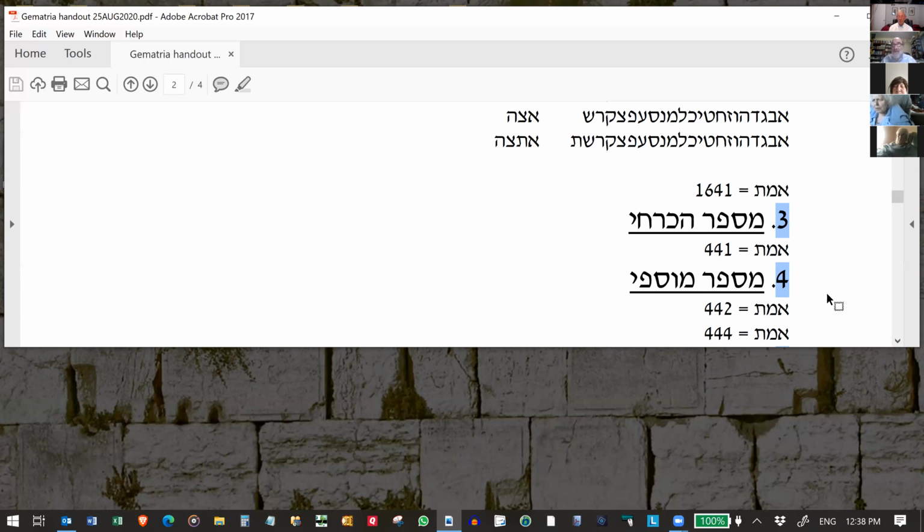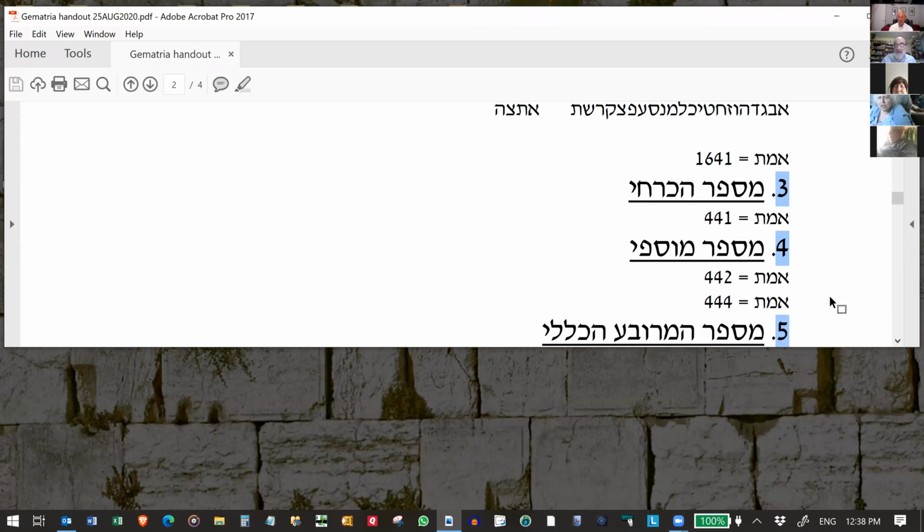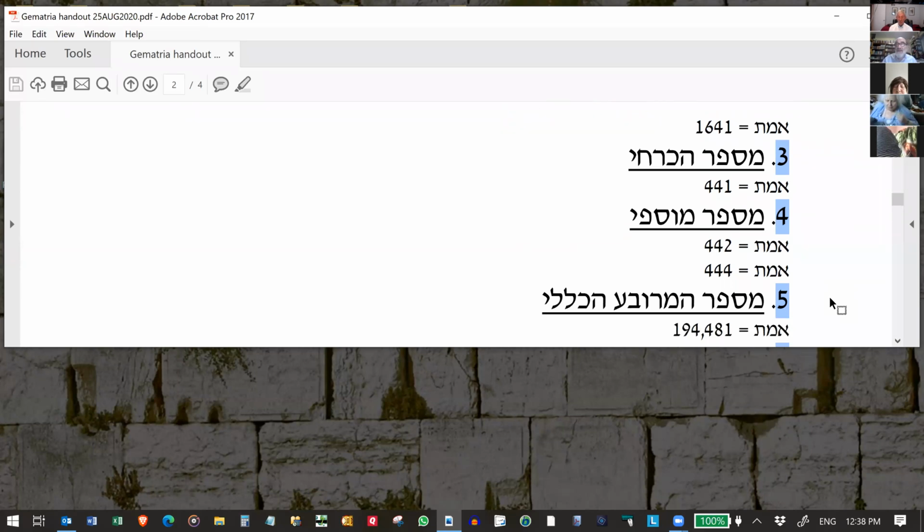Okay. My favorite, actually, though, is the next one. And it's good because it's mathematically oriented. Mispar hamarubah haklali. Basically, it means the collective square value. So I'll tell you exactly how this works, and then I'll give a little more explanation. It is 194,481. Not exactly clear, but if you take your calculators and take 441 and square it, you'll get 194,481, if I've done my math right.